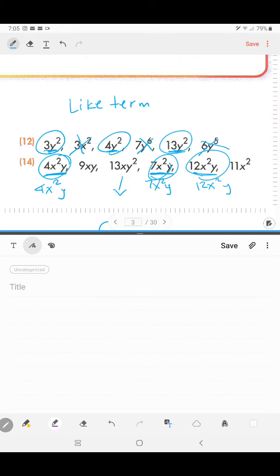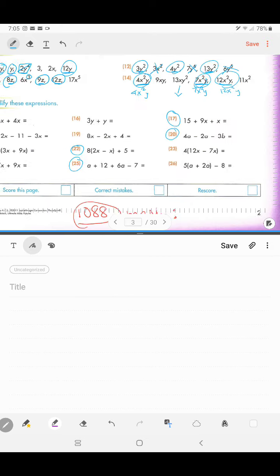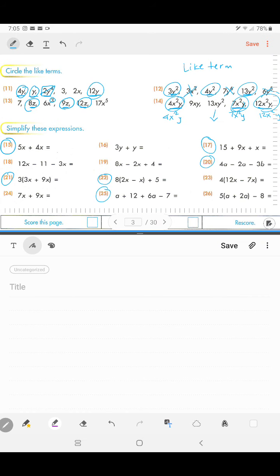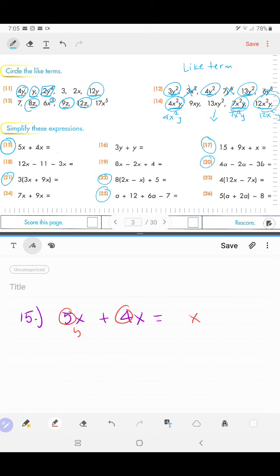And then the point of this is that you can add and subtract like terms, which is what we're getting into down here. So for number 15, we've got 5x plus 4x equals. The rule for variables, which are these, anything with a letter is a variable, is when you add and subtract them, they stay the same. And then you just add and subtract the number. So 5 plus 4 is 9. So this is 9x. Okay.